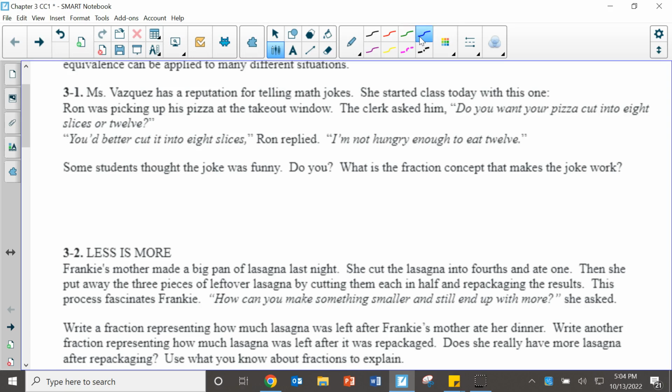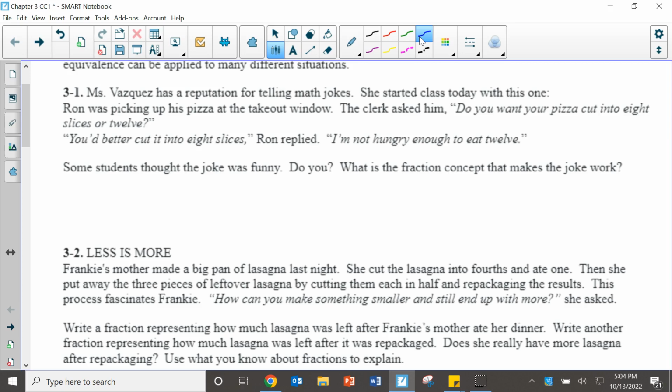But really though, what is the fraction concept that makes the joke work? So why is that funny? Why does it make sense to say, oh, I'm not hungry, cut it into 8 pieces rather than 12? So go ahead and think about that. Why does this joke work? So go ahead and pause and think about it.